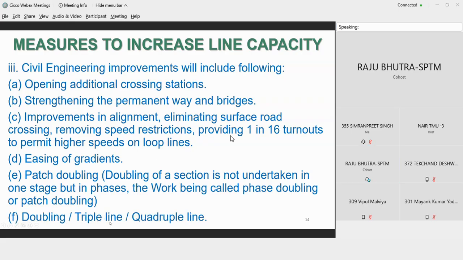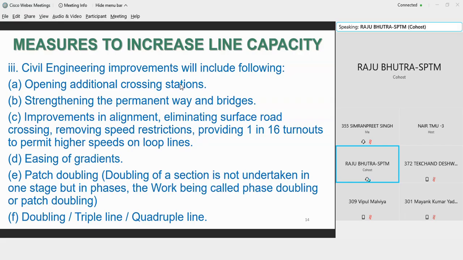Then doubling, tripling, and quadrupling of lines. Wherever there is a single line section, if it is saturated, we can provide an additional line, that is, we can go for double line. And if the double line sections are also saturated, then we can have one more line and go for triple line. There are some triple line sections which are saturated, particularly in suburban areas. So there we go for one more line and we can have quadruple line.